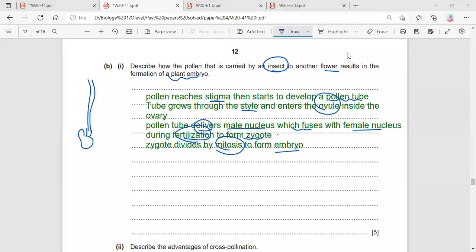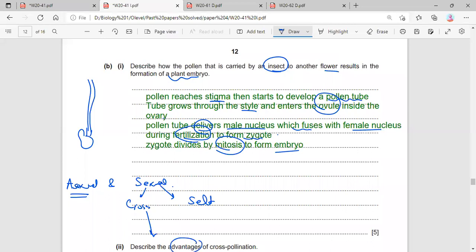Describe the advantages of cross-pollination. Remember that we have asexual reproduction and sexual reproduction. The asexual has no gametes, no fertilization. Now, what about the sexual reproduction? There are two parents and there are gametes. In the sexual reproduction in plants, we took cross-pollination and self-pollination.